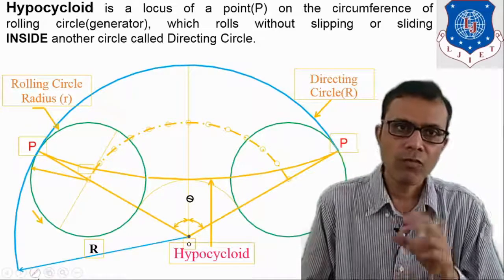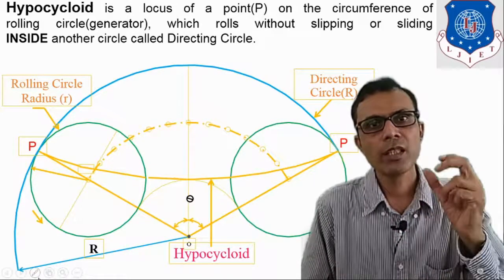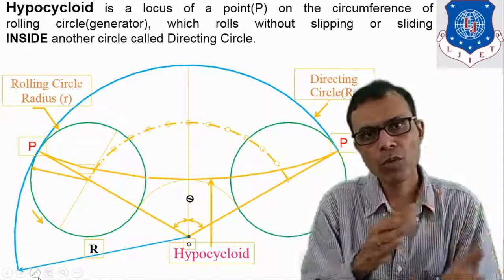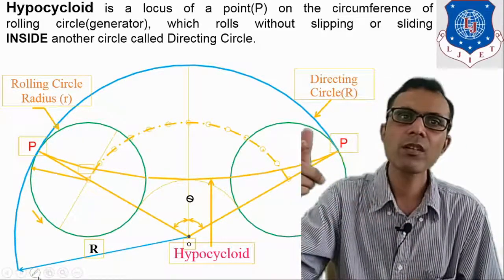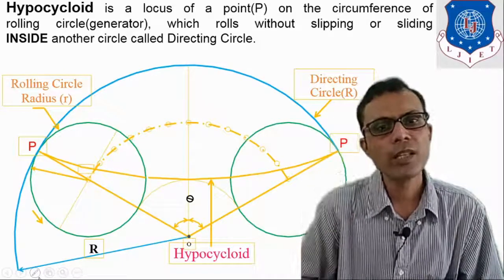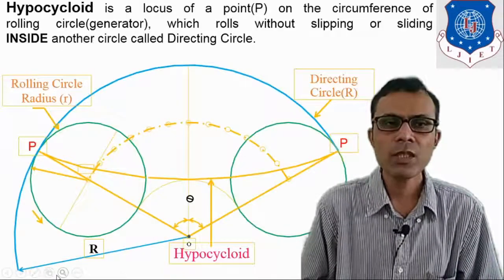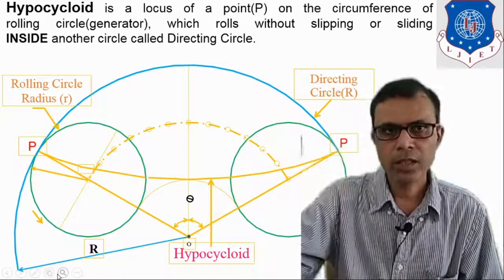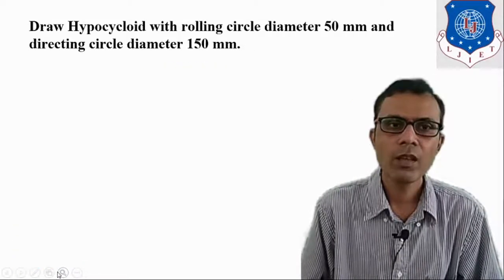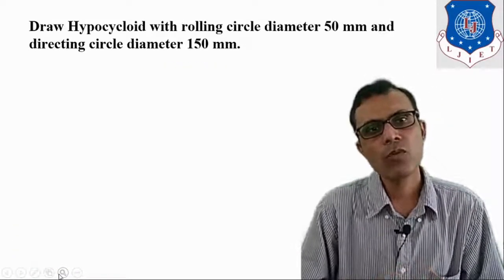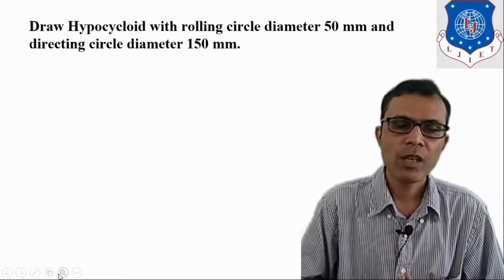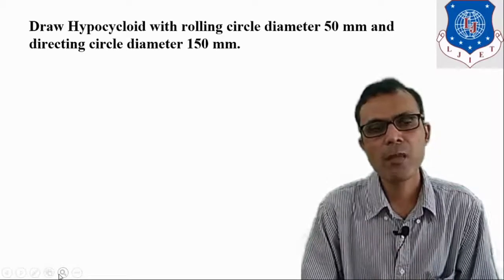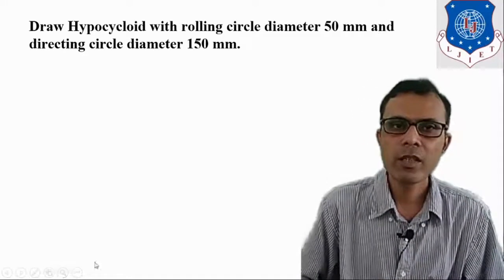So when it completes one rotation, the different positions occupied by this moving point, if we join all these positions, then we will get one curve. That curve is known as hypocycloid. So here hypocycloid is shown in the diagram. You can see the curvature of this curve. Now let's see the procedure how we can draw it step by step. Draw hypocycloid with rolling circle diameter 50 mm and directing circle diameter 150 mm.